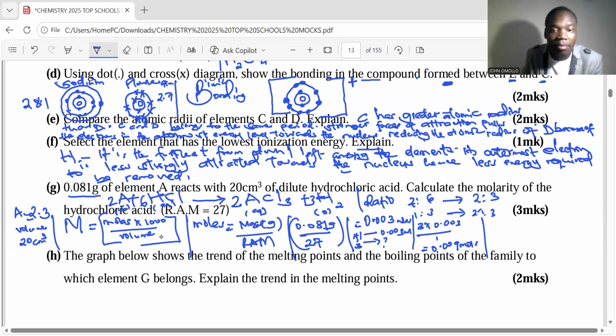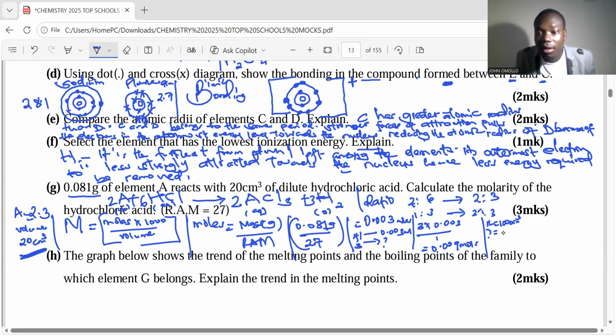Yes. So we change 20 cubic centimeter to liters, because the SI units must rhyme. They must rhyme. I want you to get me clearly. We have to change this 20 cubic centimeter to either dm cubed or liters. So we know that 1 liter is equal to 1000 cubic centimeters, or dm cubed.